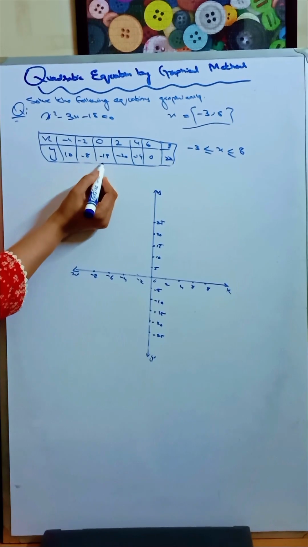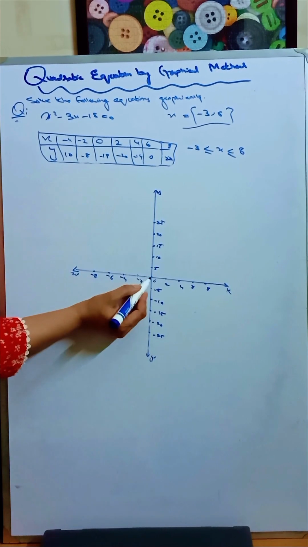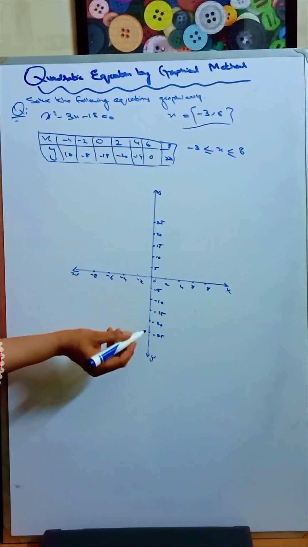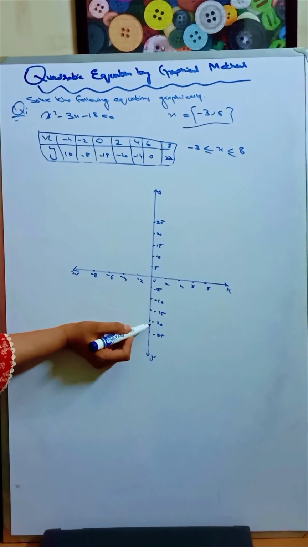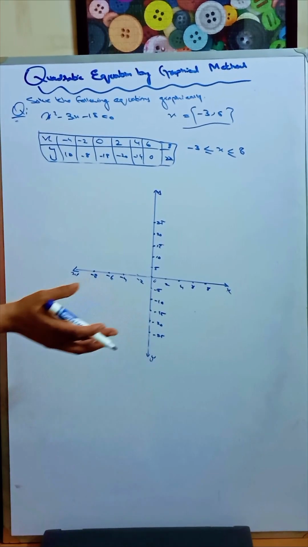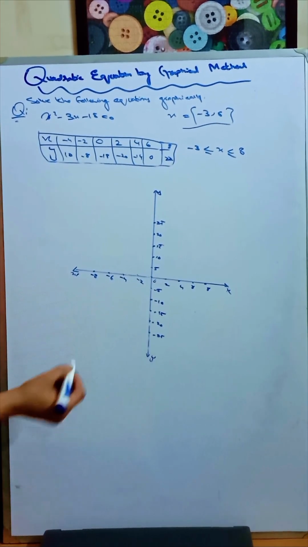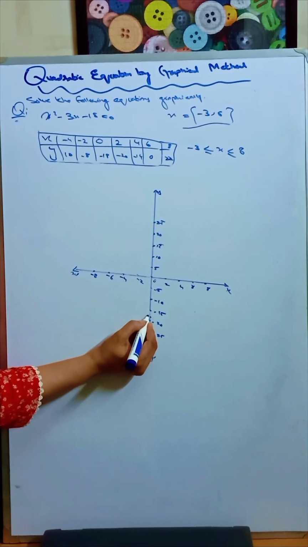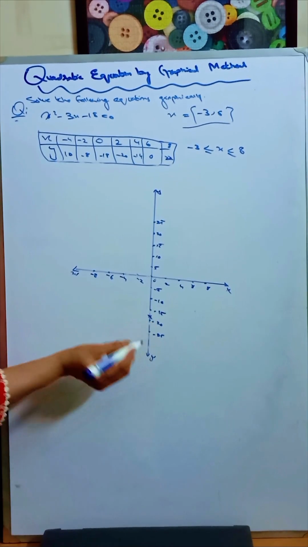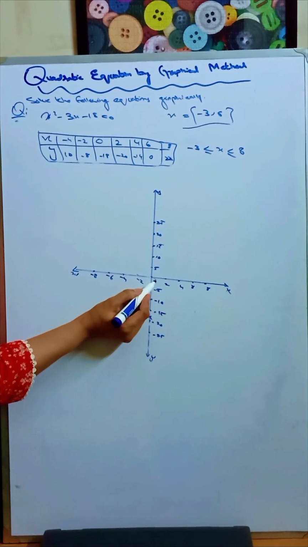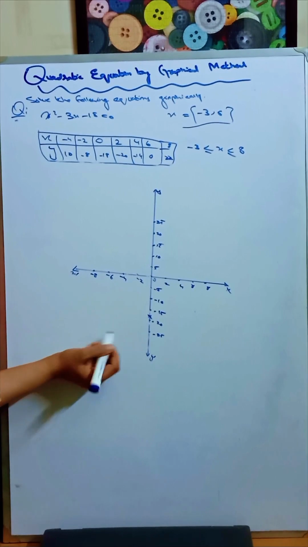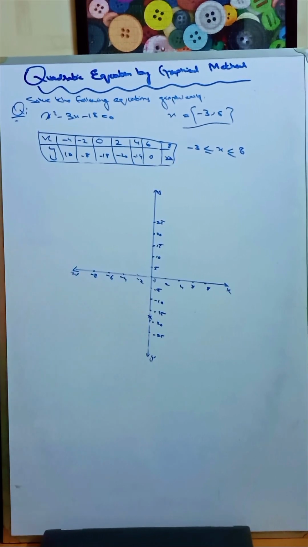If x is 0, y is minus 18. So it must be between 15 and 20, 15, 16, 17, 18. You can easily draw on the graph, but right now I am just representing this by putting a cross here. If x is 0, then y will be minus 18.